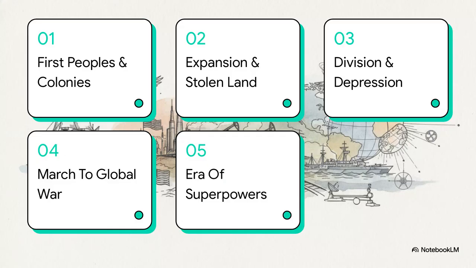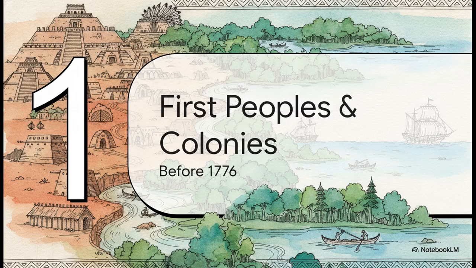To make sense of thousands of years of history, here is our roadmap. We'll start with First Peoples and colonization, move on to expansion and stolen lands, look at division, industry, and depression, track the march to global war, and wrap up with the era of superpowers. So let's kick things off with part one, First Peoples and colonization.